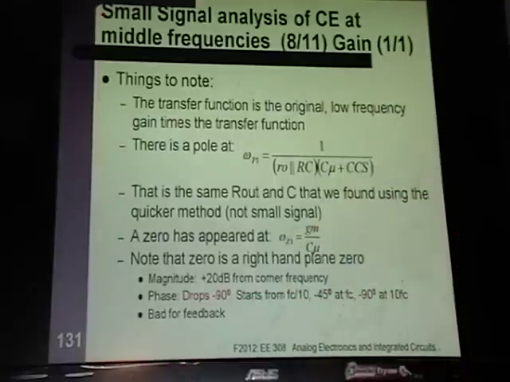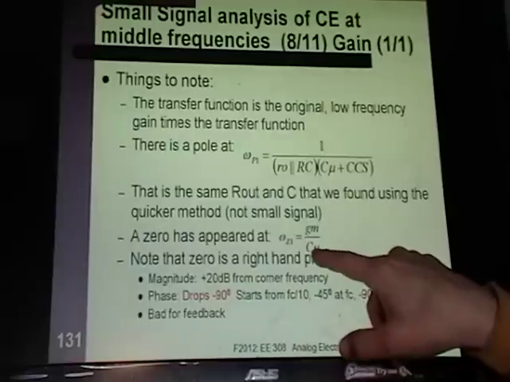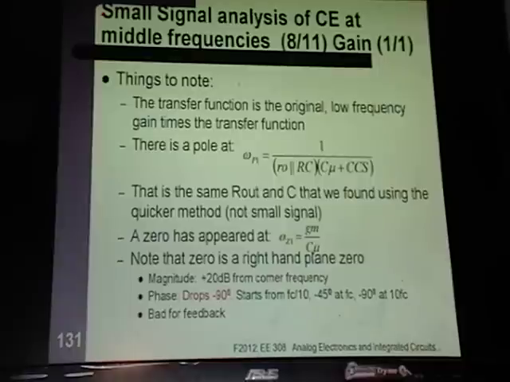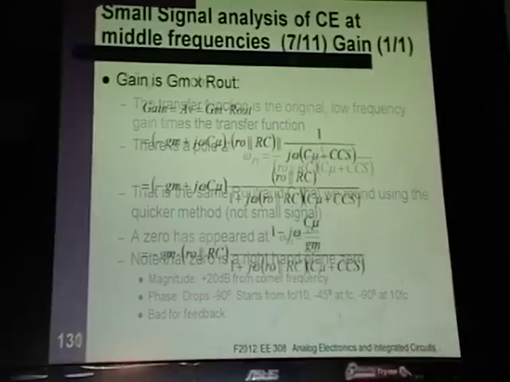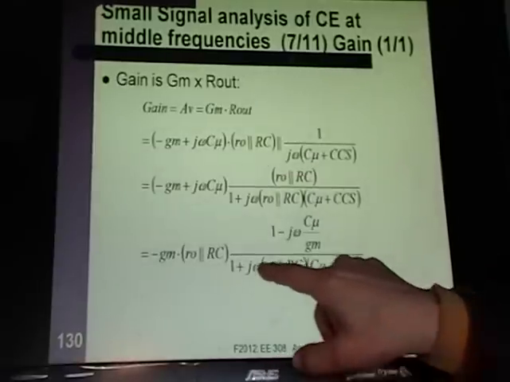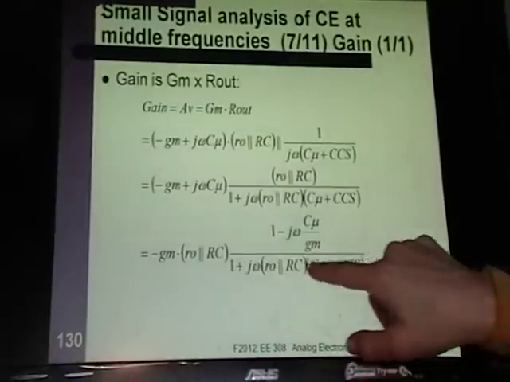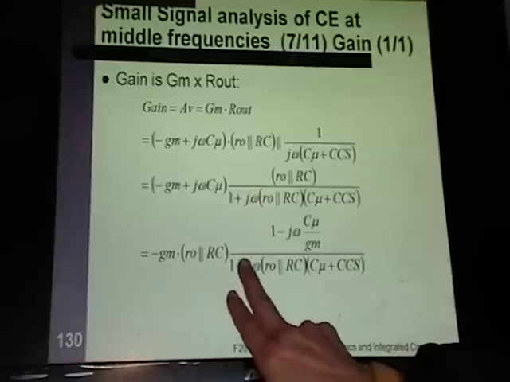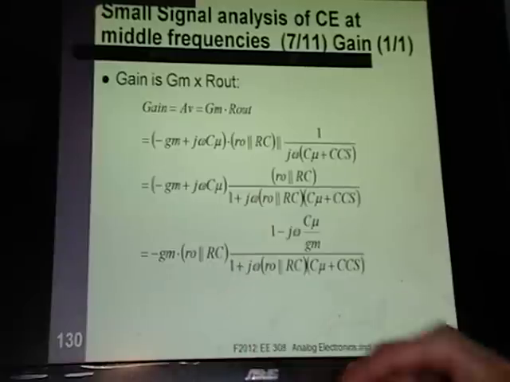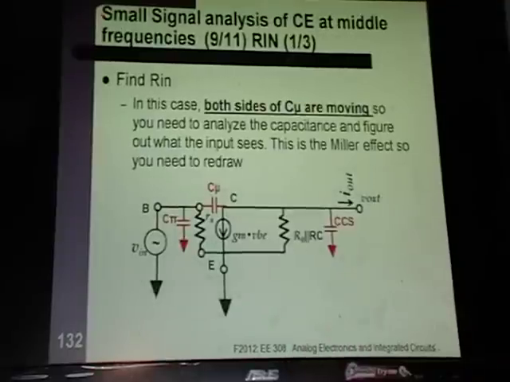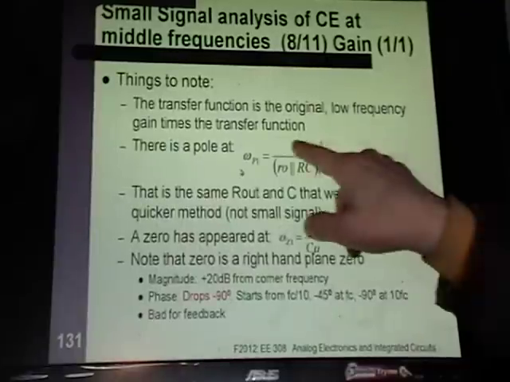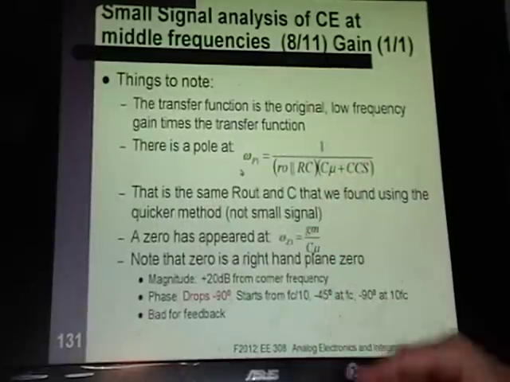But whenever you have, say, a common emitter, immediately you can say, oh, there's a 0 at Gm over C mu, and it's a right-hand plane 0. Okay, and your pole, you just go over here and find out what makes this term equal to 1. Get rid of the j. You find out what omega makes this term 1, and that is 1 over this whole thing right here. So there's your pole you found, and here's your 0.